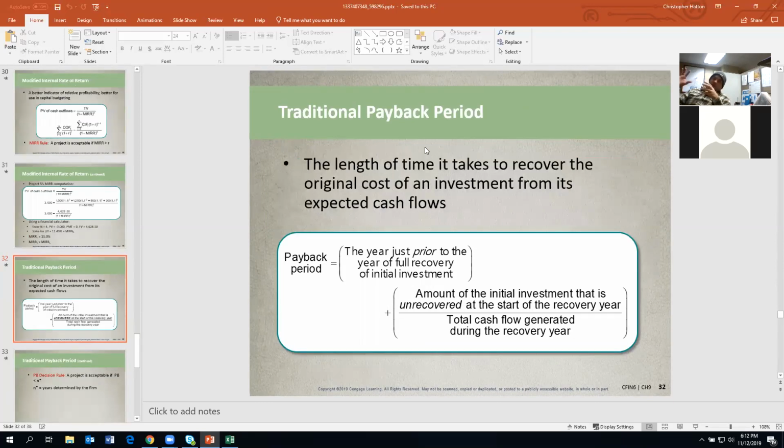Now moving into payback periods. So we've covered internal rate of return and then modified internal rate of return, and now we're moving to payback period: the length of time it takes to recover the original cost of the investment from expected cash flows. There's a number of ways to get there, but what we want to do is just have a table that shows us what the cash flows are and then add them in over time.